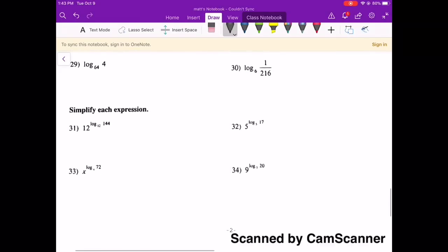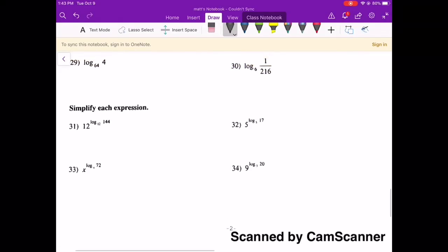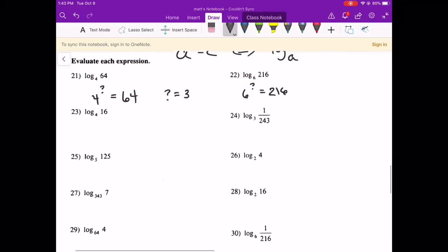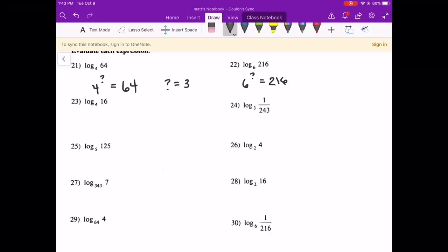All right, simplify each expression. We're actually not going to do that, so forget that I talked about that. All right, so that's some of our practice converting from exponents to logs and logs to exponents.